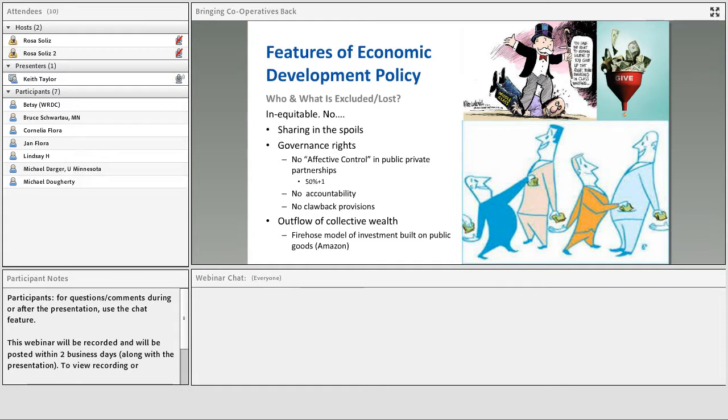Now, these features of economic development policy, let's just go over this briefly. Who is excluded and what is lost? The way that we operate right now is the system is relatively inequitable. Whenever we give a large subsidy, there's no sharing in the spoils. So if these companies make large profits, that's great for them. But there's no guarantee that those profits are going to spill over into the community. In fact, their shareholders are probably going to say they're being irresponsible if they're not capturing every last bit of profit. Additionally, there's no governance rights.